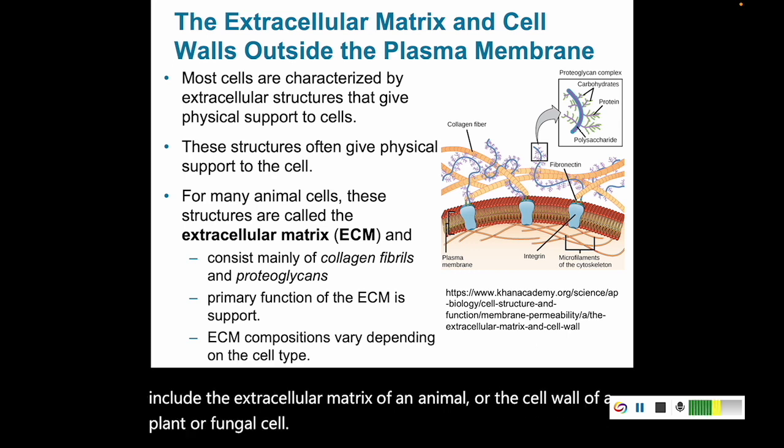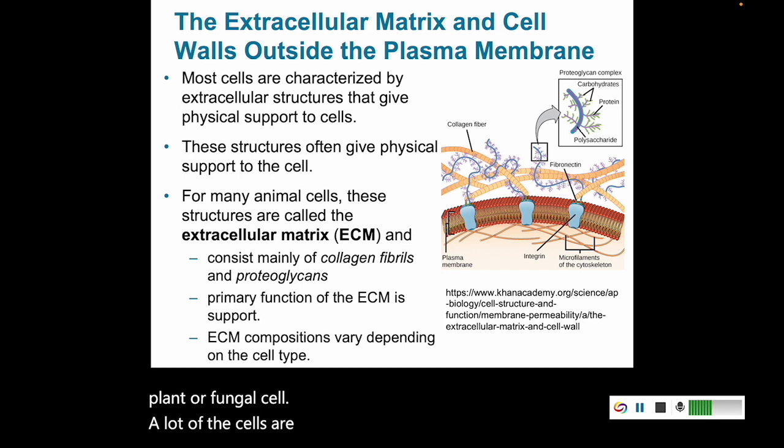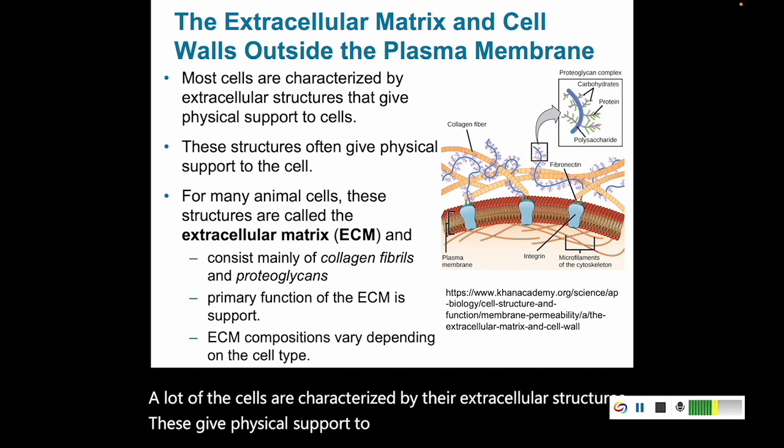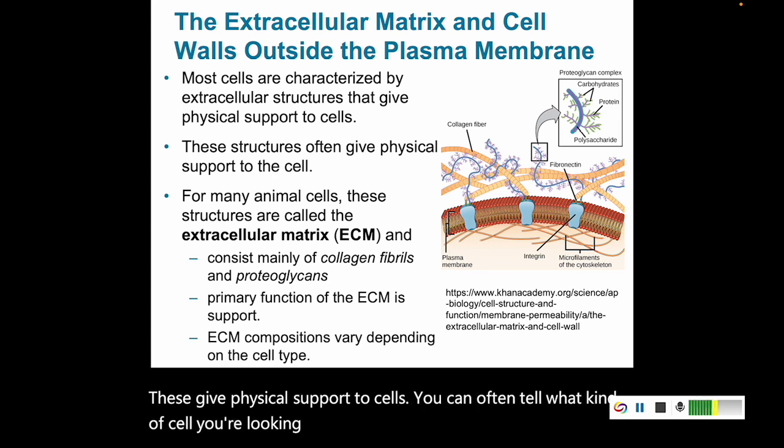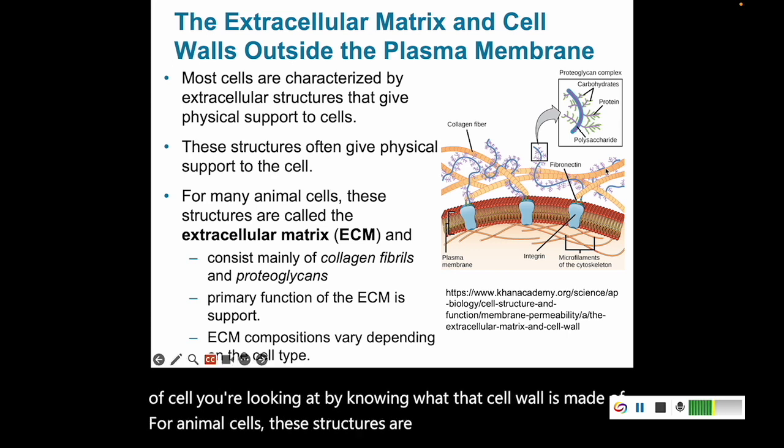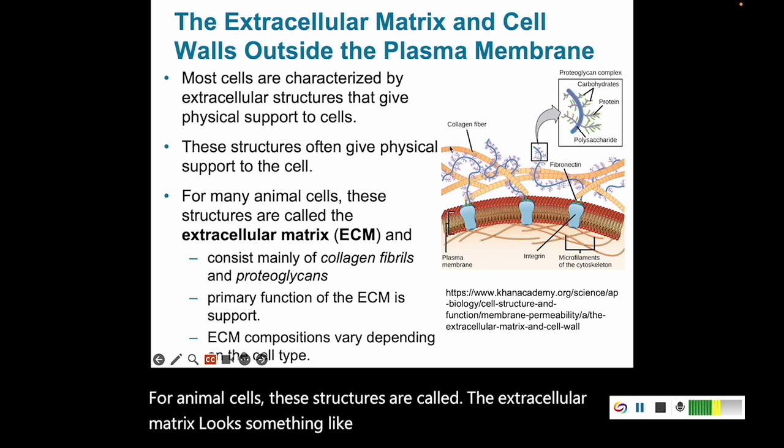A lot of cells are characterized by their extracellular structures. These give physical support to cells. You can often tell what kind of cell you're looking at by knowing what that cell wall is made of. For animal cells, these structures are called the extracellular matrix. It looks something like this, mainly collagen fibers and fibronectin.